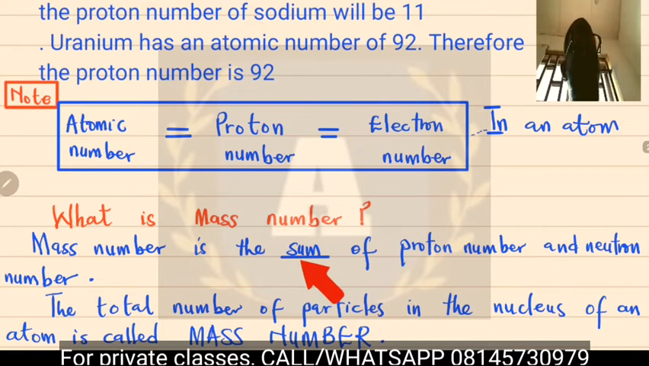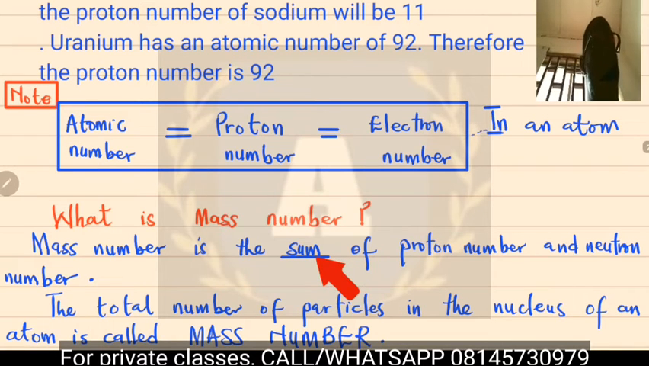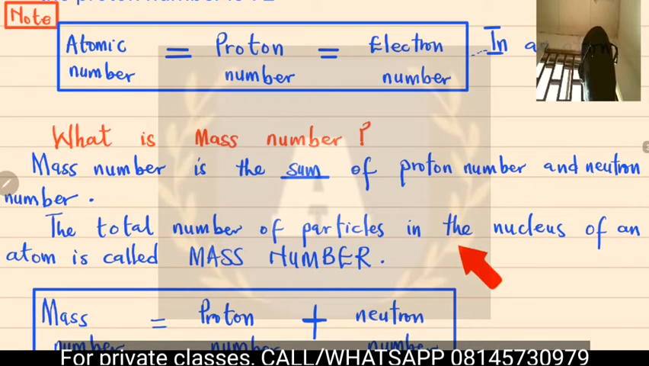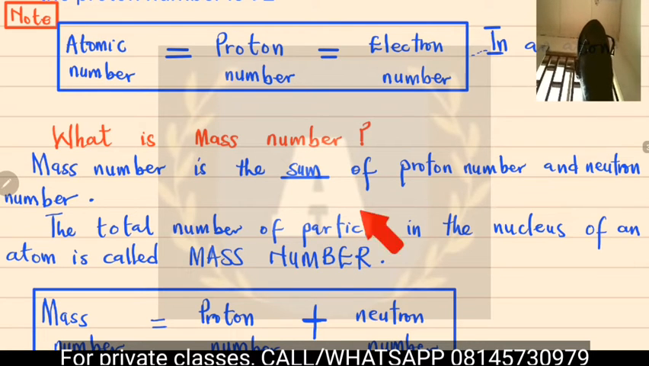By sum we mean addition of the proton and the neutron number. We give the mass number. Why? Because the mass of an atom is concentrated at the center of the atom. The total number of particles in the nucleus of an atom is the mass number. So in the nucleus of an atom, we have protons and neutrons. If they ask you to calculate the mass of an atom, you have to add all the protons and the neutrons present in the atom.